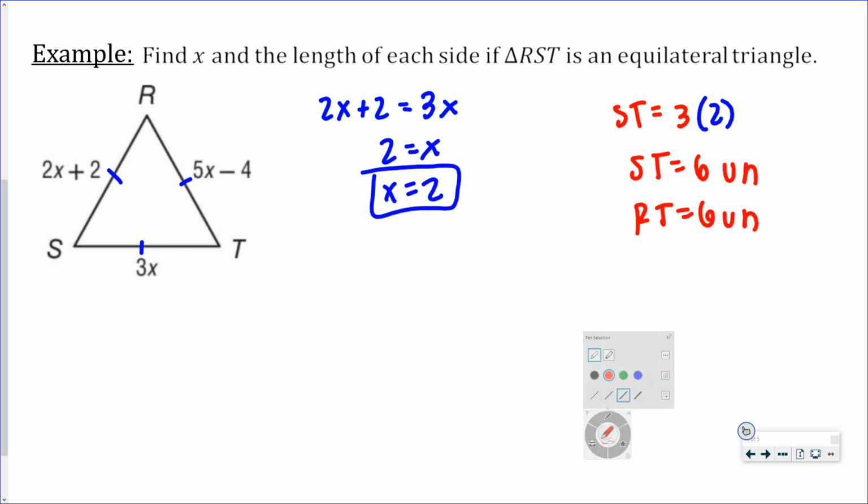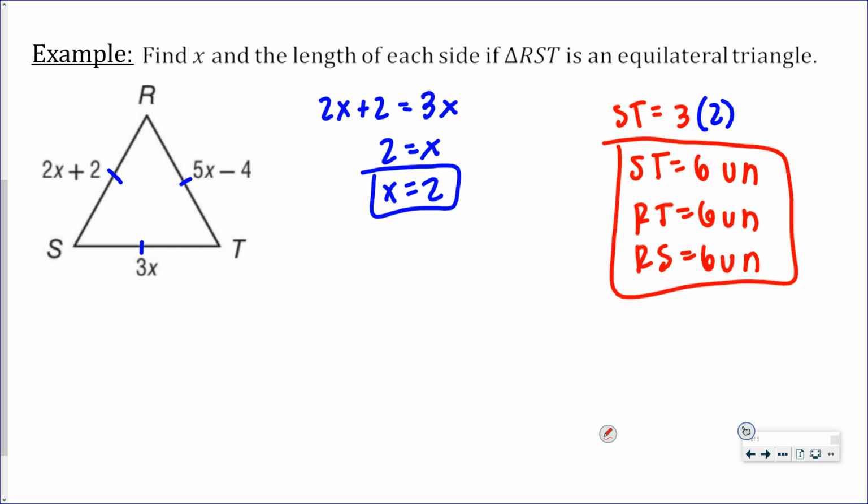6 units, it's equilateral. What's RS? 6. They're all 6. Could we go through and do the algebra? Yes, we can, but we know it's equilateral, so all the sides are going to be the same length. In this case, 6 units. Okay, any questions?